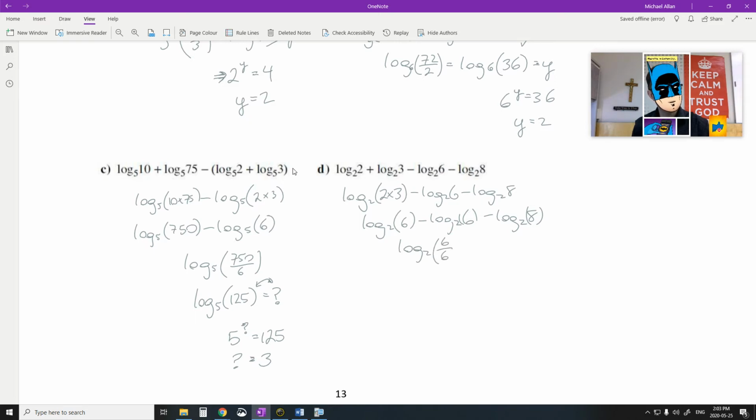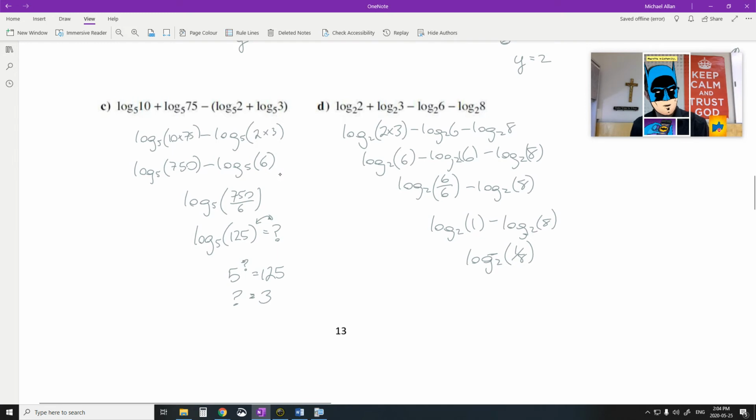Okay, so now I'm going to divide these two because you're subtracting the 2 logs. So 6 divided by 6. I'll leave this one over here for a second. And so 6 divided by 6 is 1. And then I'm going to divide these two. This combines to log base 2 of 1 over 8.